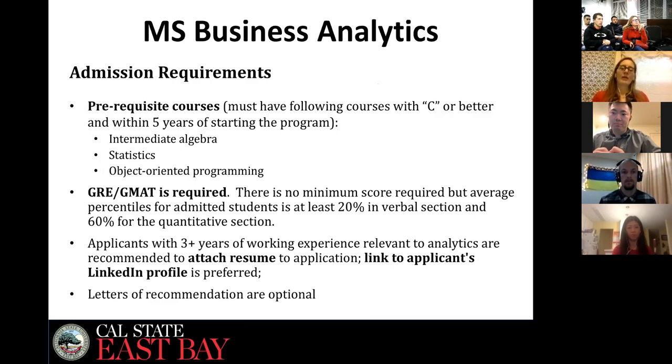So admission requirements for our university are, as Dr. Wu mentioned, that you have to have intermediate algebra, statistics, and object-oriented programming. And he did mention the GRE or GMAT, which is required. We don't have a minimum score, but generally on the verbal section, students have at least 20% and at least 60% in the quantitative section. And although work experience is not required, for individuals that have been working in the field, we recommend that you attach your resume or your LinkedIn profile to your application. And then letters of recommendation are optional.